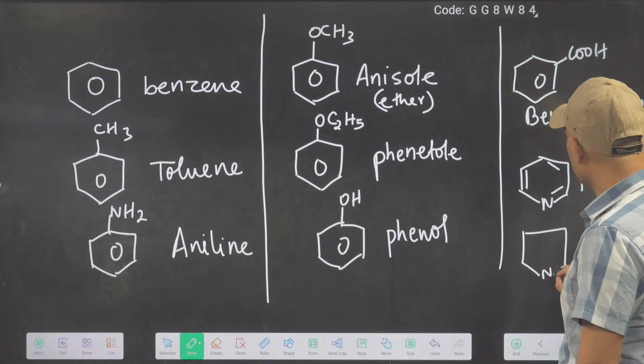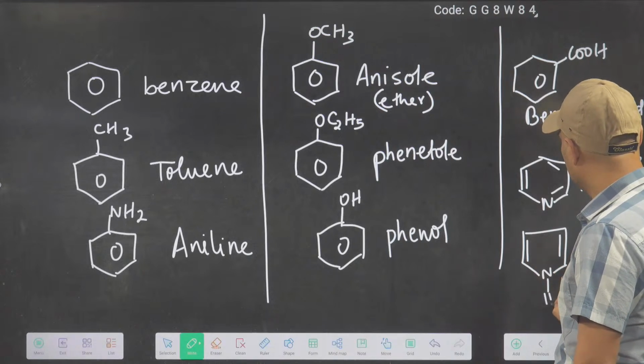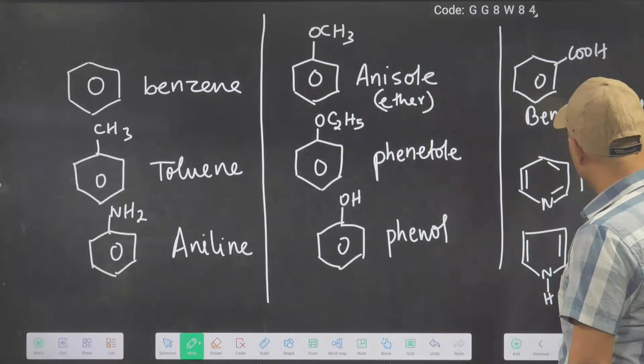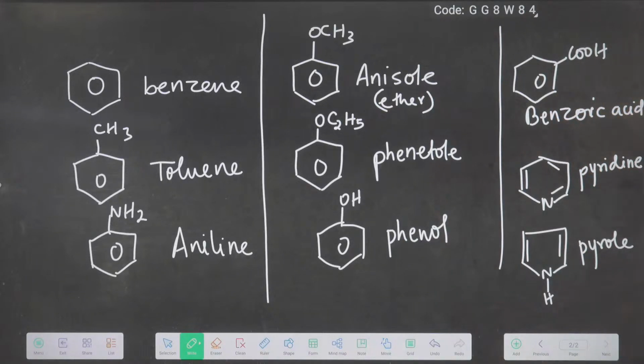Five carbon ring is there. Pyrrole. So many compounds are there which I can tell you.